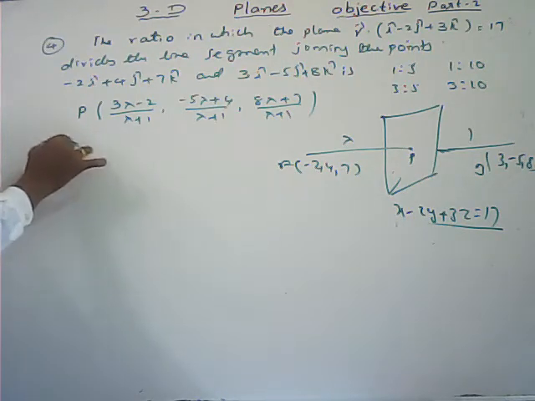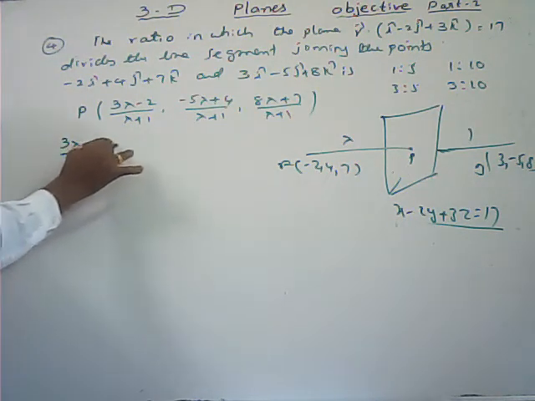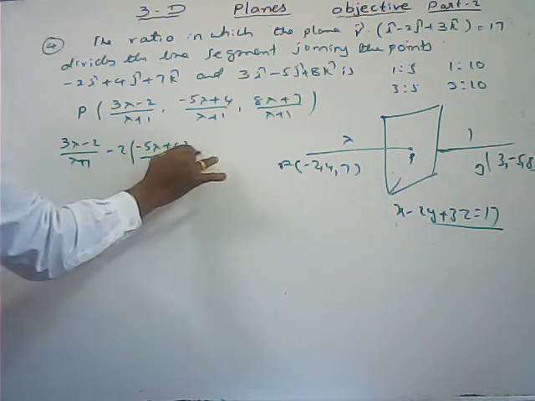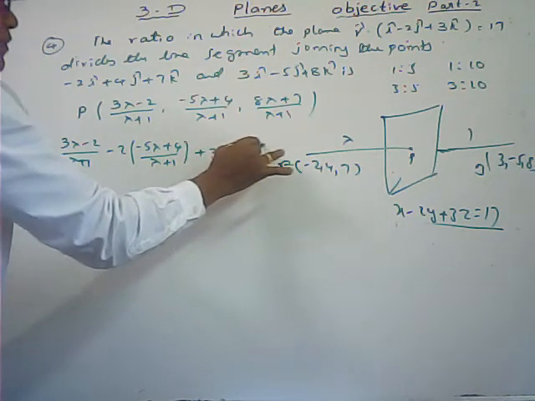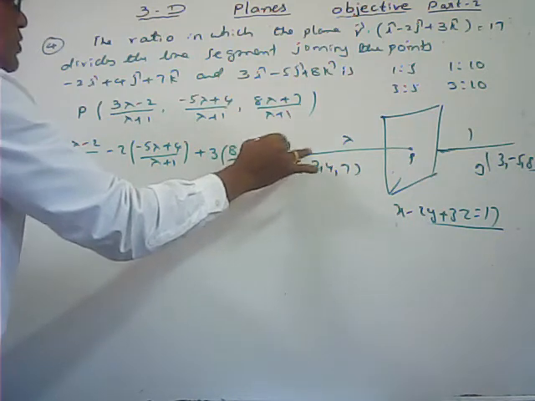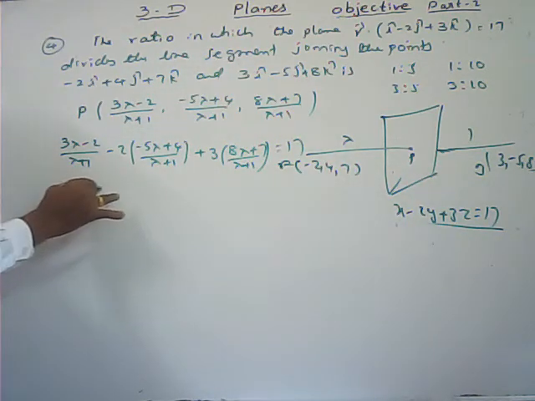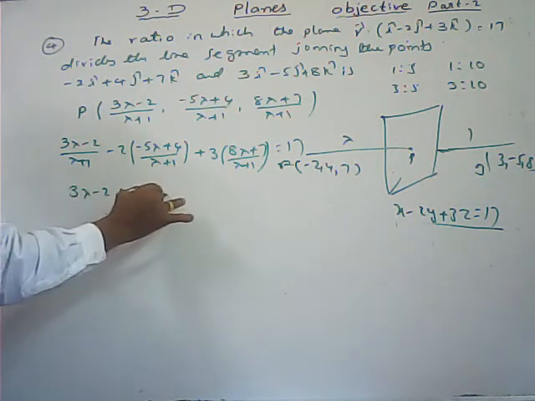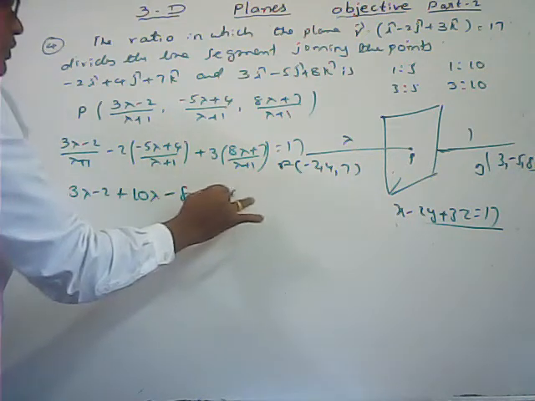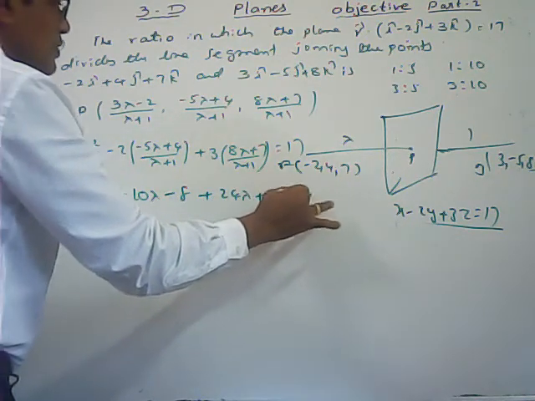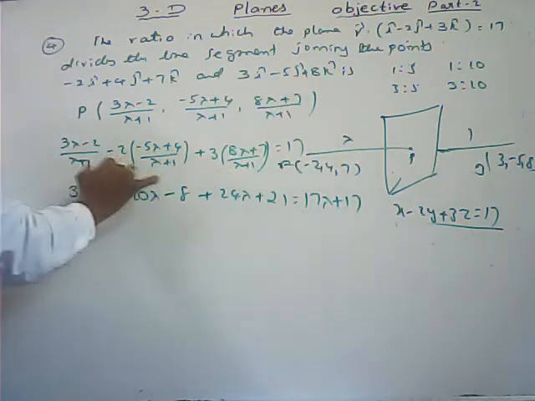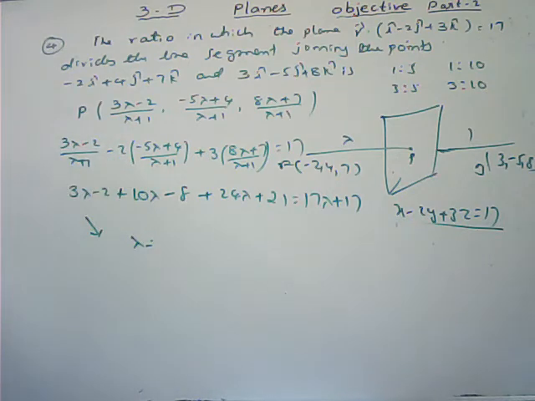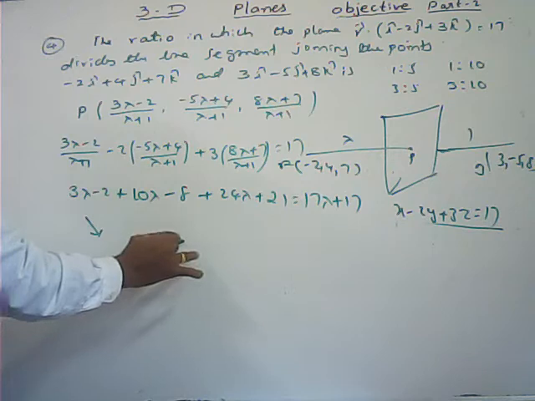x, 3 lambda minus 2 by lambda plus 1 minus 2 into y plus 3 into z is equal to 17. So 3 lambda minus 2 minus 10 lambda, plus 10 lambda minus 8 plus 24 lambda plus 21, that is equal to 17 lambda plus 17. Take LCM and transpose that side and simplify this one, you will get a lambda value. Lambda is equal to, we can get 3 by 10.